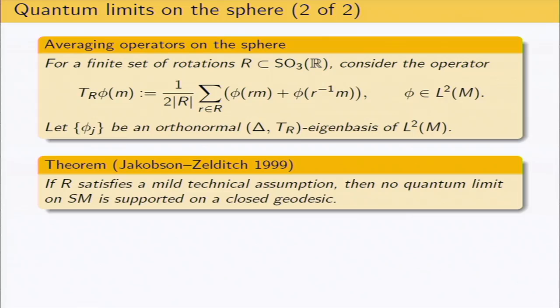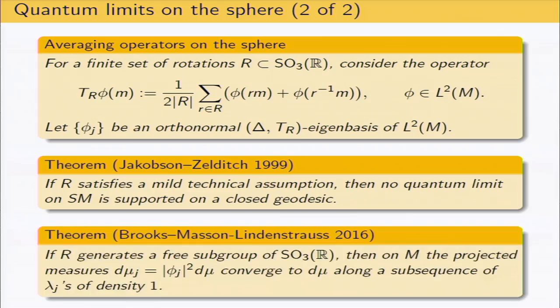However, if R satisfies stronger conditions, one very strong one being that it generates a free subgroup of rotations, then a very recent paper by Brooks, Masson, and Lindenstrauss says that, at least at the level of M, the projected measures do converge to the uniform measure along a subsequence of lambda j's of density 1. So in that case, the joint eigenbases satisfy the quantum ergodicity property.